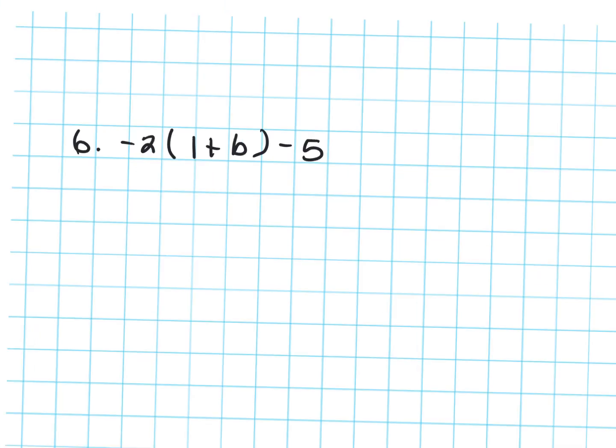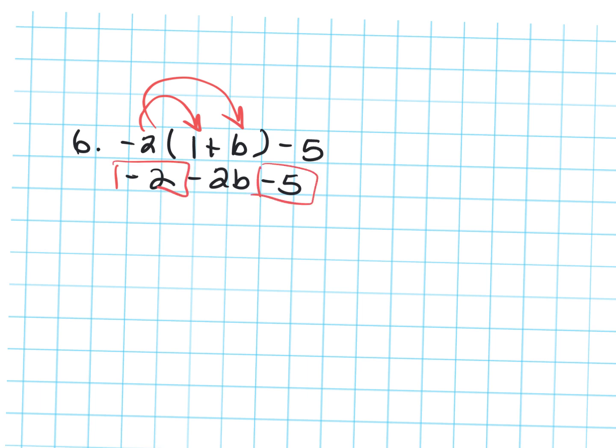Here on this slide, again, it's negative 2 times 1, which is negative 2. Negative 2 times b, which is negative 2b, minus 5. Our like terms are negative 2 and negative 5. We combine them, negative 7 minus 2b, and that is our answer.